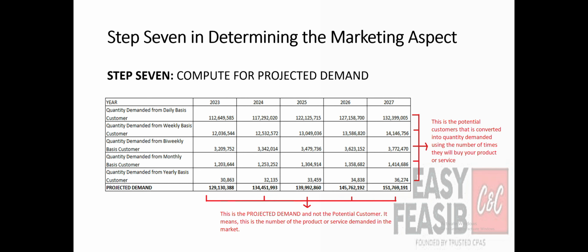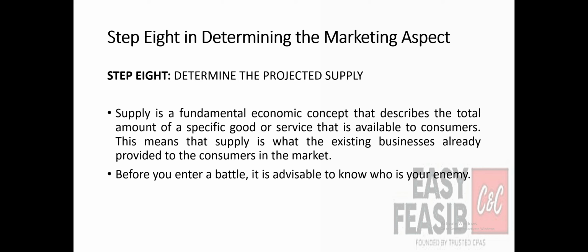Supply is a fundamental economic concept that describes the total amount of a specific good or service that is available to consumers. This means that supply is what the existing businesses already provided to the consumers in the market. In our example, our product is a burger. So if we want to check if there is a supply of burgers existing in the market, we need to identify who are those, because these businesses who already supplied burger to the market is what we can consider as competitors. Before you enter a battle, it is advisable to know who is your enemy.